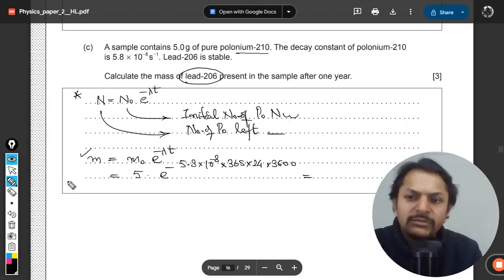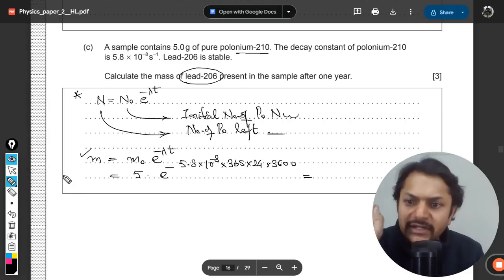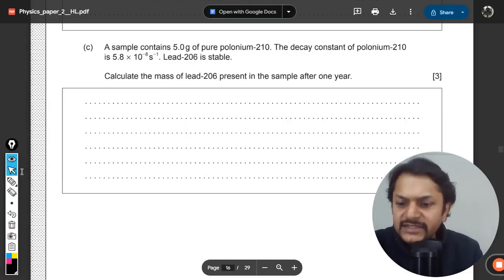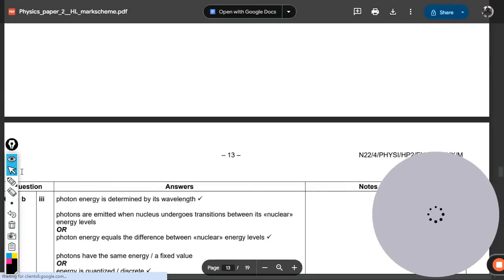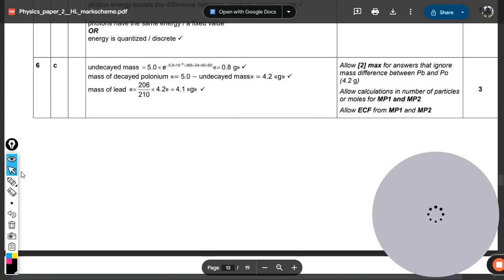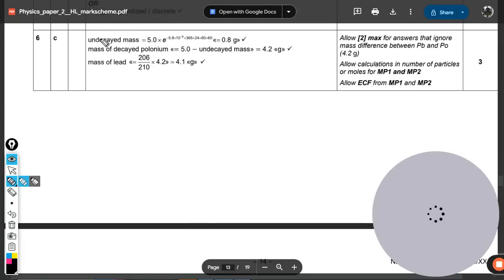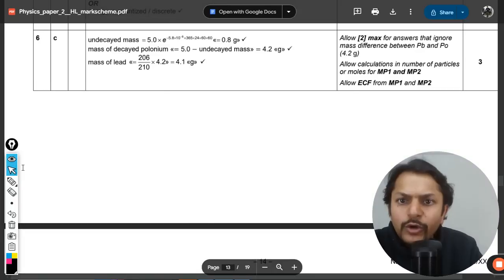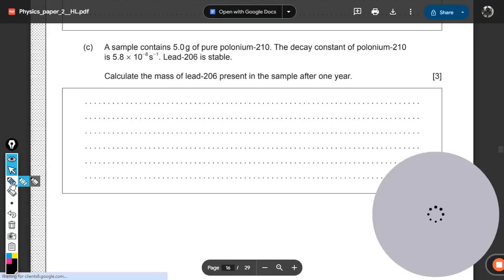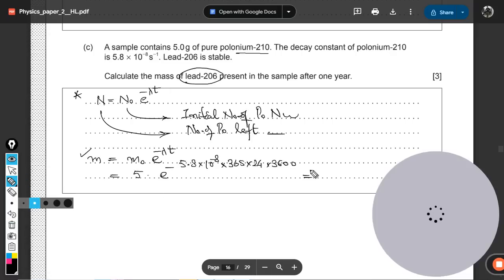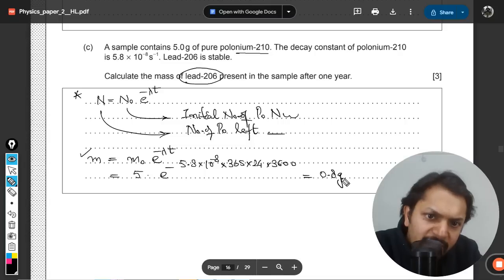Okay, let us go for the mark scheme and see what is the value of m that is coming, and then I will explain you these things again. Let us first go for 6c, and then I will show you all the answers. Yeah, so the undecayed mass here, you can clearly see it is coming out to be 0.8 gram.